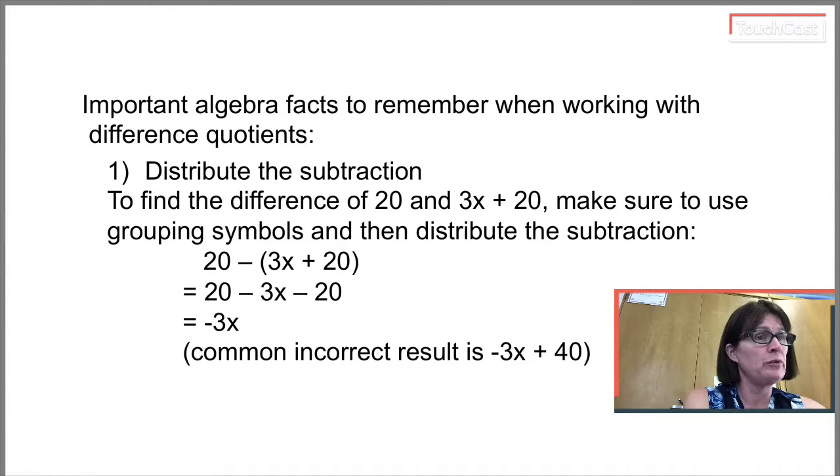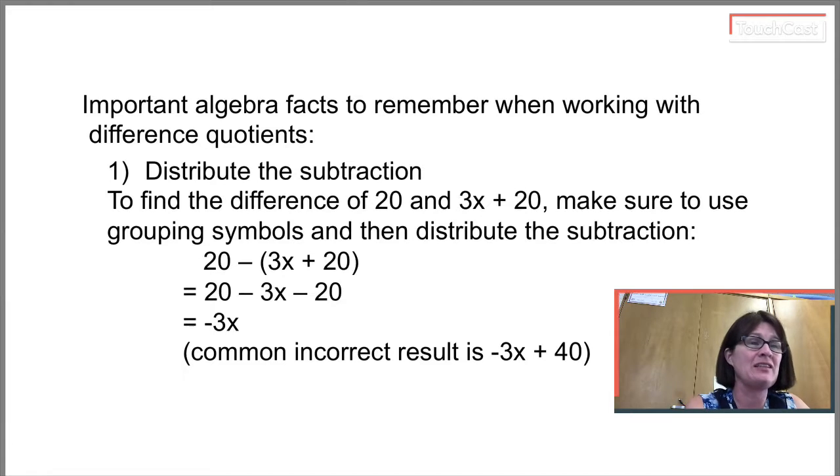So I'm at the bottom of page 2 of your notes handout. Important algebra facts to remember when we work with difference quotients. Almost all of the time, the expression f of b minus f of a is going to be some kind of polynomial or some kind of composite function, and we're going to have to make sure we distribute the subtraction.